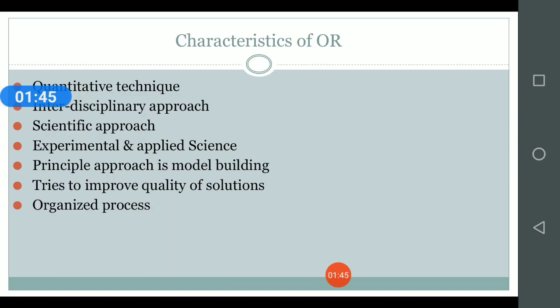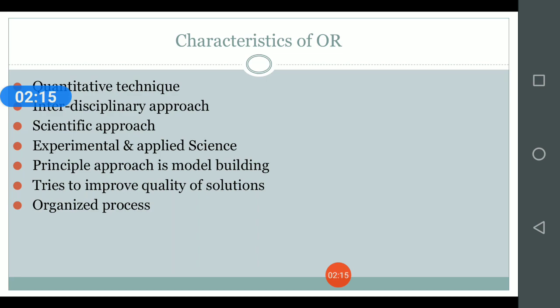Now, talking about the characteristics of operations research, we can say that operations research is a quantitative technique. That means it is based on quantitative data, or it is based on numbers. It is not at all qualitative or subjective in nature. It does not involve conceptual thinking; rather, it involves critical, analytical, and quantitative thinking.